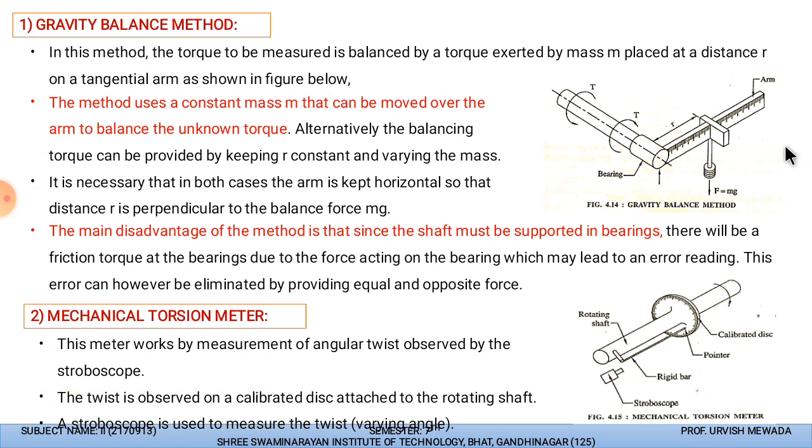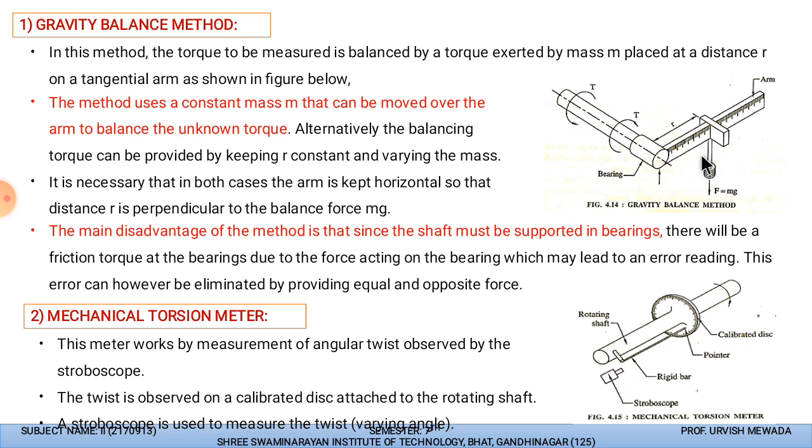In this gravity balance method, this is the setup. You can see that this is the shaft on which we have connected one arm through the bearing, and this is the scale. On this scale, having a specific radius, as we already discussed, T is equal to F into R. According to the rotation of the shaft, this pointer will set on the scale.